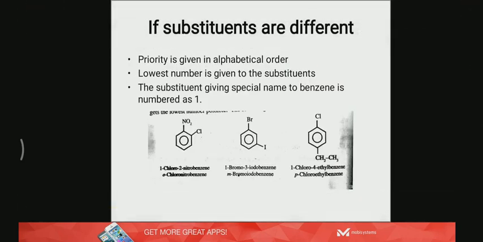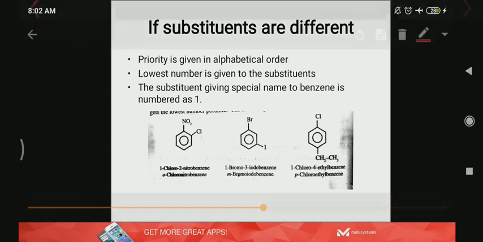Now we take examples where the substituents are different. Here what is the rule? Priority is given in alphabetical order. So we give the lower number to the substituent having higher alphabetical priority, and the remaining substituent is given the lowest possible number as you number the ring clockwise or anticlockwise. Suppose there is a substituent giving a special name or single name to benzene, that is given priority and given position 1. Let's take examples. In the first one, you have chloro and nitro group.